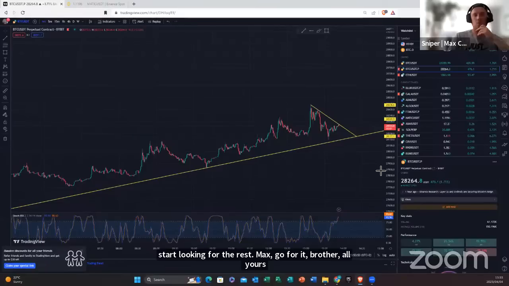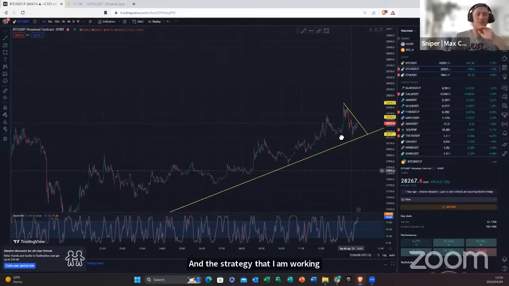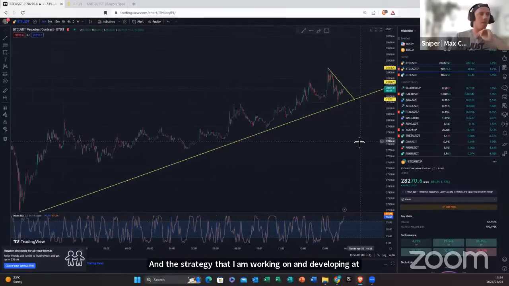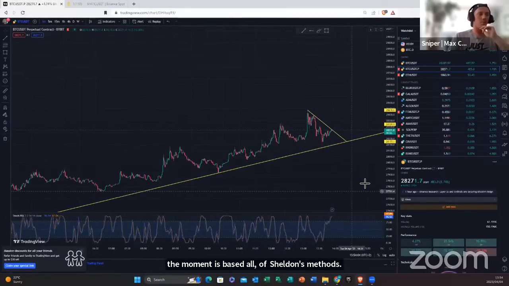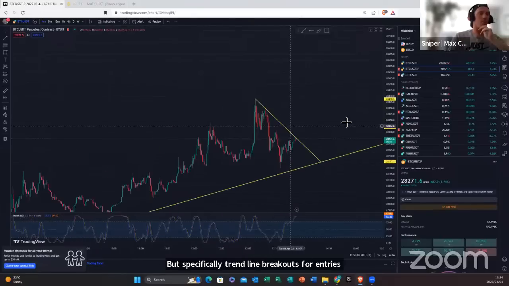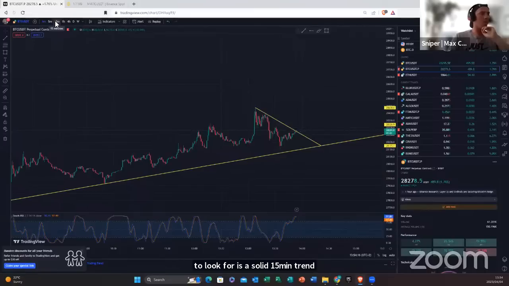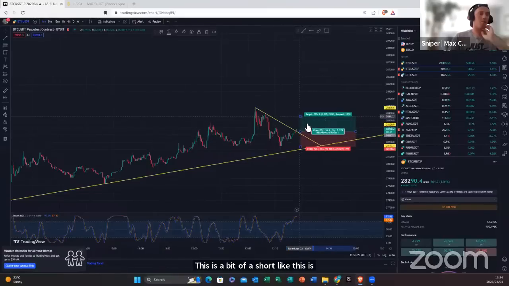So basically what we're looking at right now is a 1-minute chart. The strategy that I am working on and developing at the moment is based all off Sheldon's methods, specifically trend line breakouts for entries, like we're about to get now. What you want to look for is a solid 15-minute trend if you can find one. That would be best case scenario, or a 5-minute trend. This is a bit short, not enough data here, but we're going to enter our trade right over here.